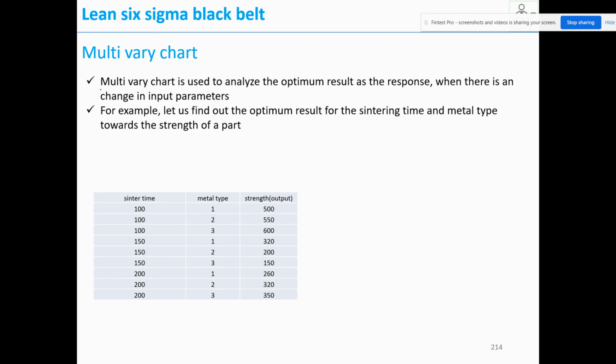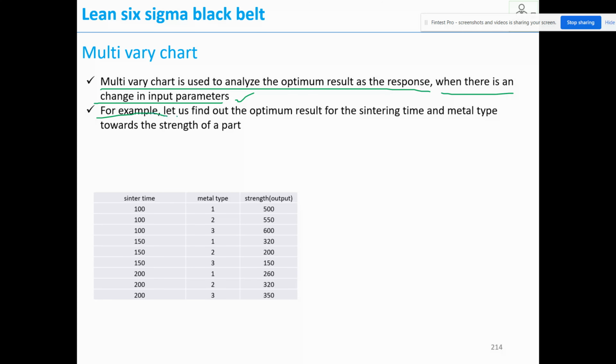Multivariate chart. A multivariate chart is used to analyze the optimum result as a response when there is a change in the input parameter. So when there is a change in the input parameter, we are going to see what combination of two input parameters will give a particular highest response that we want. That we can see in the multivariate chart. That is how we will see.